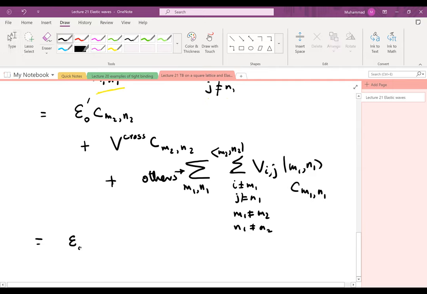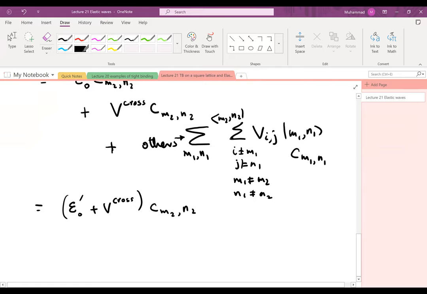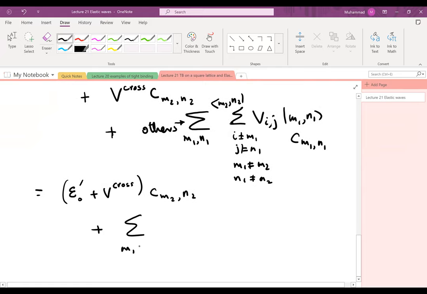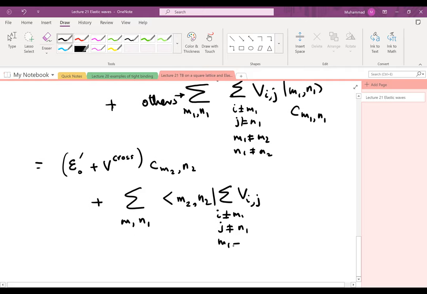So this gives me E naught prime plus V cross, C_M2,N2, plus the sum over all M1s, N1s, bra M2, N2, V_ij, where I is not the same as M1, J is not the same as N1, and M1 is not the same as M2, and N1 is not the same as N2. So this is the scheme that we have applicable for all kinds of tight binding Hamiltonians.